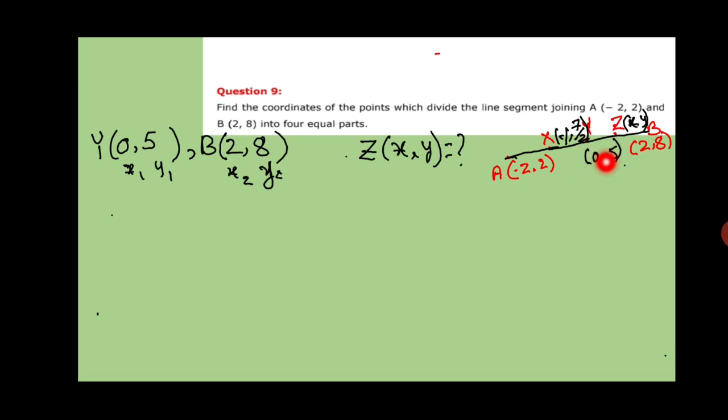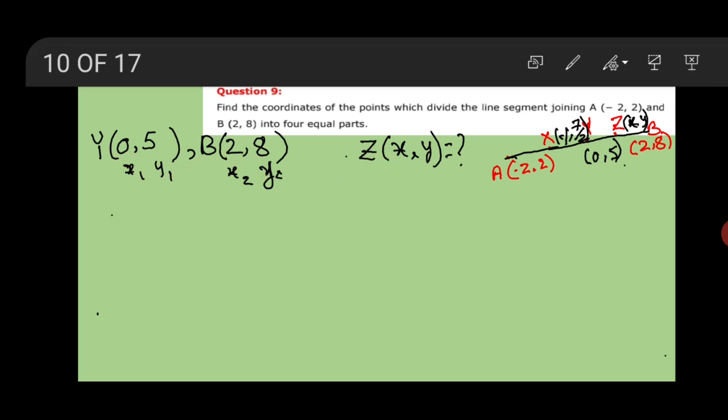Now we know the coordinates of y, already found, 0, 5, and the coordinates of B are given, 2, 8, so we can find the coordinates of z by the help of the midpoint formula. Here I wrote the coordinates of y, B, and so we have to find the coordinates of z. Write down the midpoint formula. What is the midpoint formula?